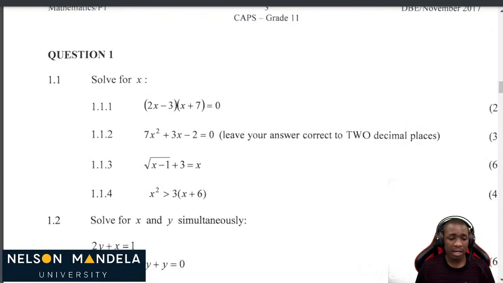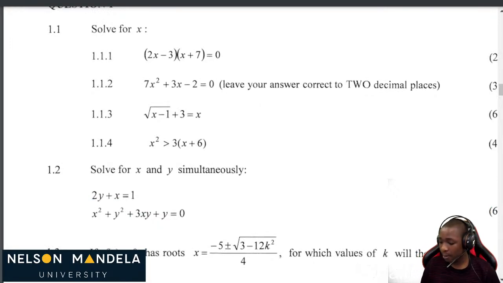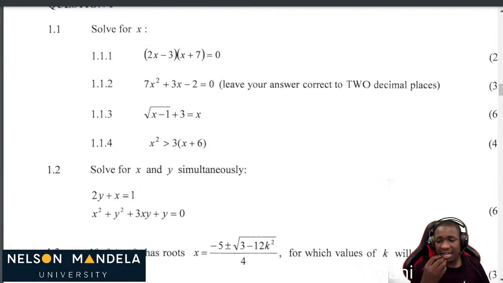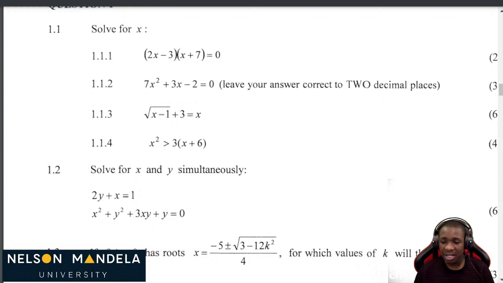Okay, let's move now and go to number 1.1.4. On our 1.1.4, we are given x squared is greater than 3, open bracket, x plus 6. Now, this is an inequality. So when we are dealing with inequalities, at the end, you must have a solution that is going to satisfy your initial inequality. This one is bigger than this one.